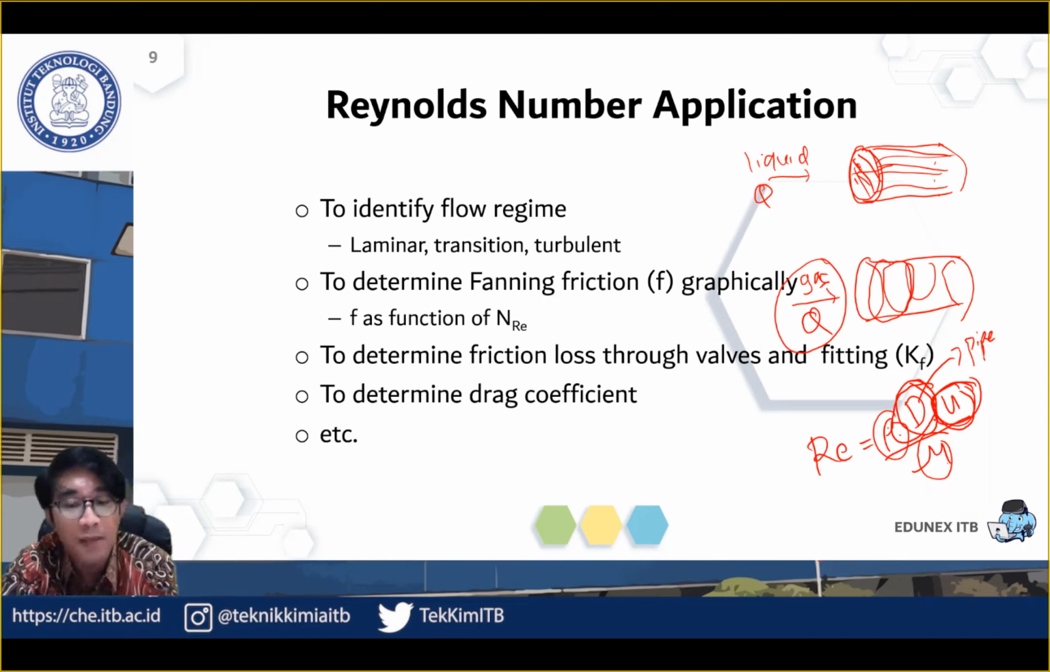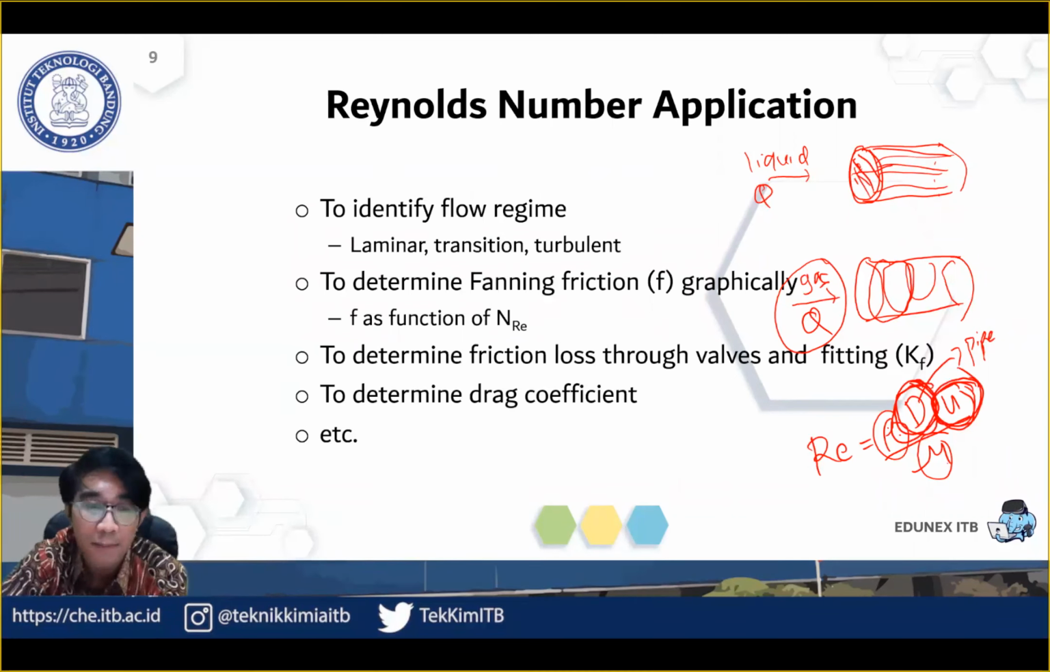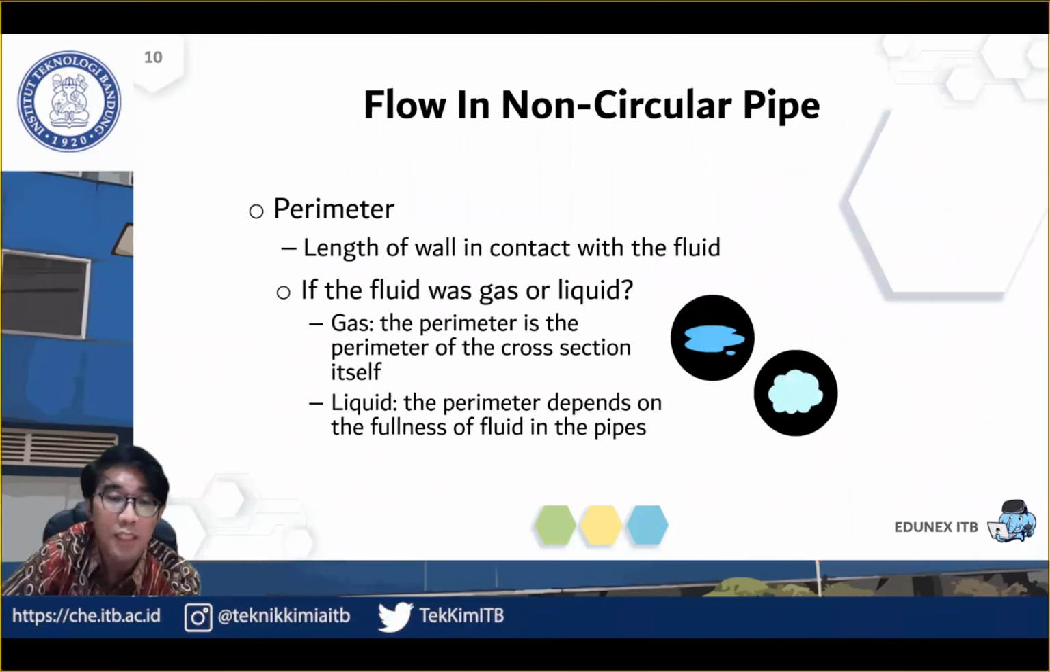Ya, jadi ini hanya berlaku untuk cairan ya, fluida cair. Karena kalau fluida gas kan selalu mengisi penuh pipa. Tapi kalau fluida cair kan tidak selalu. Nah, kadang dia penuh, kadang setengah, kadang seperempat. Nah, perhitungan Reynolds number ketika kondisinya tidak penuh, itu harus hati-hati. Karena nanti akan berpengaruh di nilai diameter dan di nilai kecepatan. Ya, it will influence the diameter and the velocity.